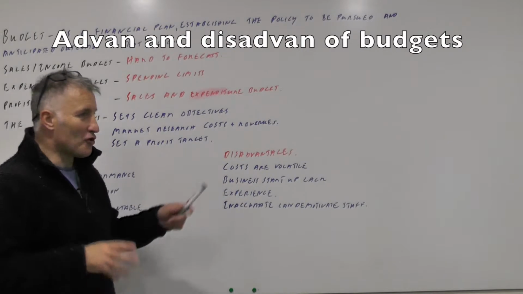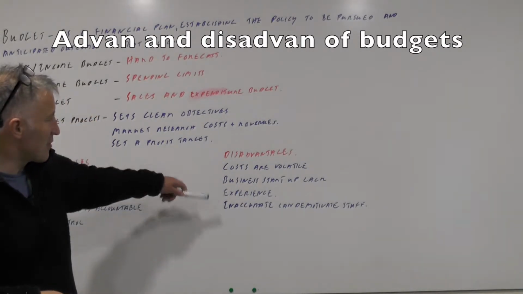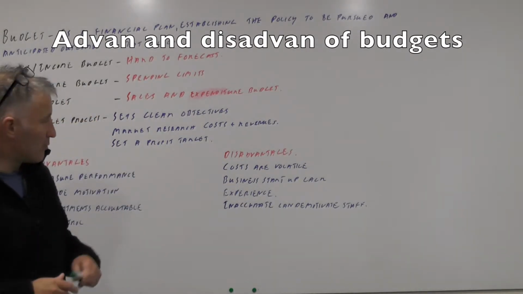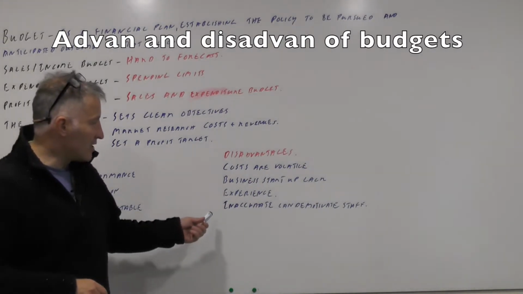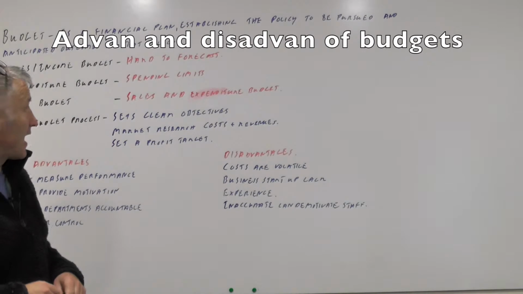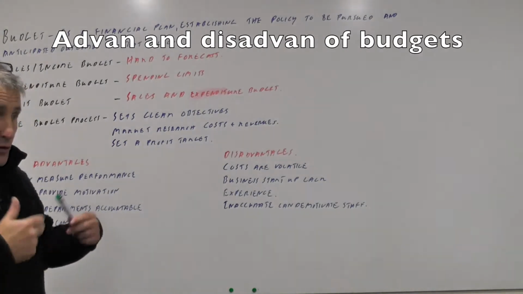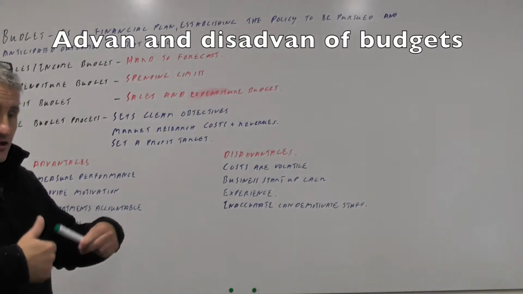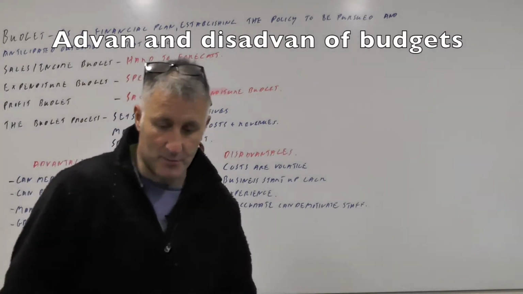Disadvantages are costs are very volatile, business startup may lack the experience to work out what a budget should be, and if the budget is inaccurate then it can demotivate staff. So basically a budget is a financial forecast, a forward plan, and then you can test to see how well your business does against that particular budget.